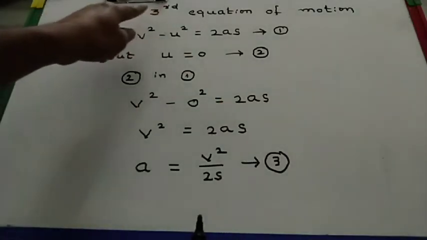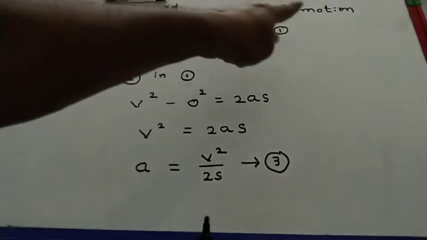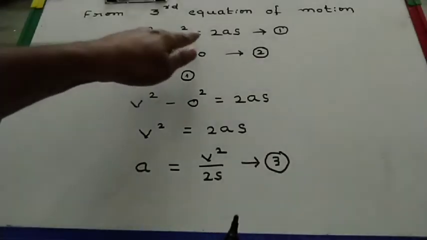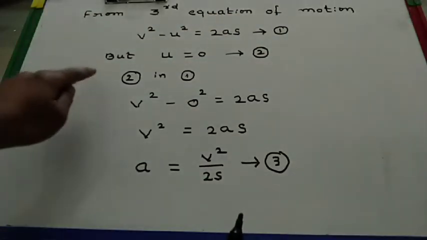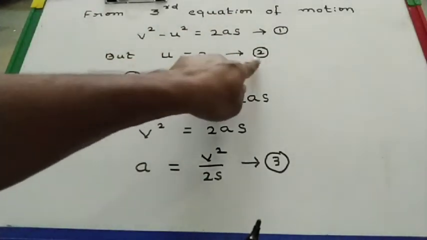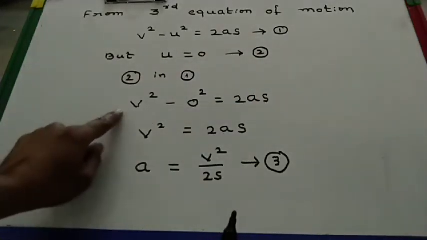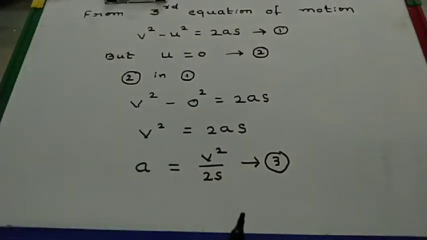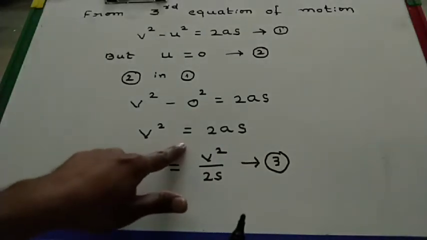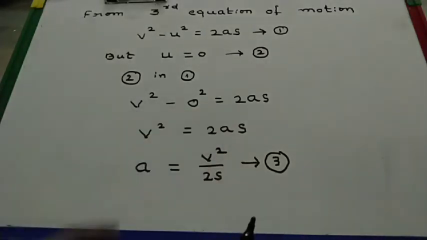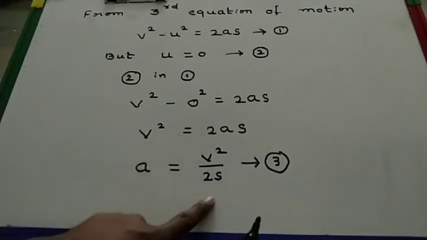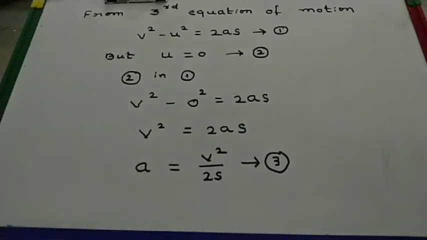Once again I am repeating, from the third equation of motion, v square minus u square is equal to 2as. Consider equation number 1. But u is equal to 0. Consider equation number 2. 2 in 1. That means v square minus 0 square is equal to 2as. Therefore, v square is equal to 2as. Therefore, a is equal to v square by 2s. Equation number 3.